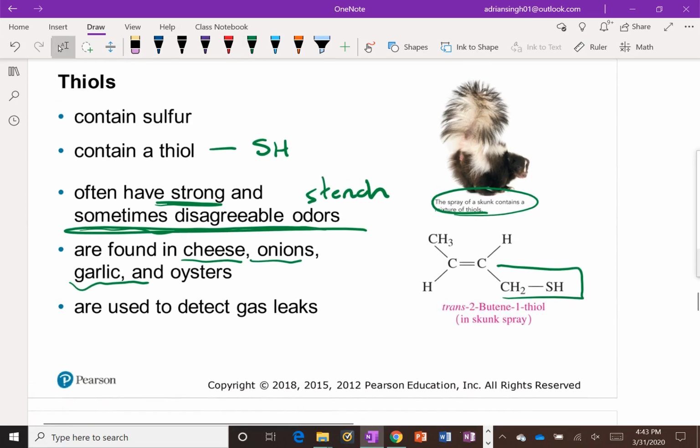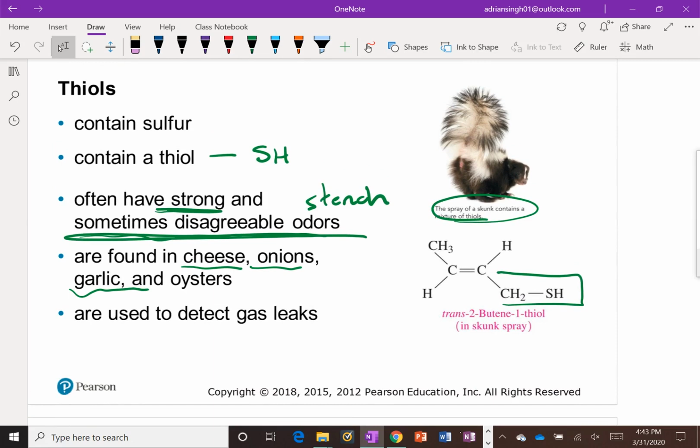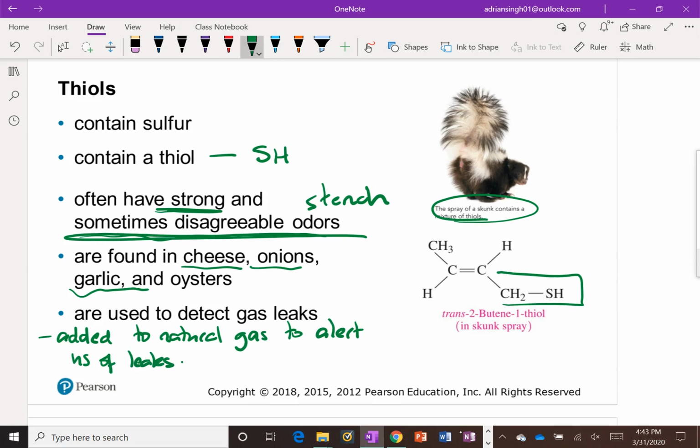That's the SH there that's attached to that carbon chain. Thiols are also used. Not only are they repulsive, but we can actually take advantage of that really bad smell. They're added to natural gas, because natural gas doesn't have a smell, so it's odorless. So we add these thiols to it so that if there is a leak, for instance, our nose is going to tell us that there's a gas leak. So what you're smelling when a gas leaks out when you turn your Bunsen burner on, for instance, that's not the gas that's burning. That's not methane or ethane. That's actually the thiol that's put in there to make you aware that the gas is flowing.